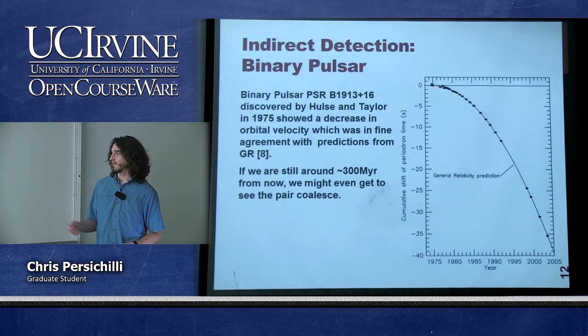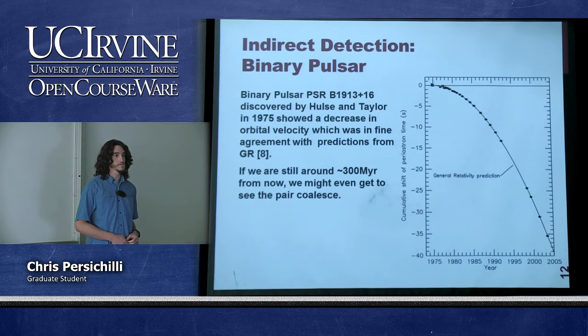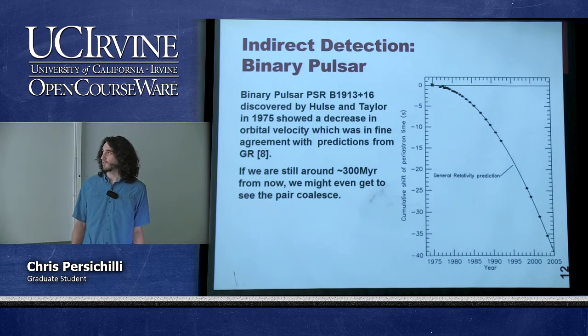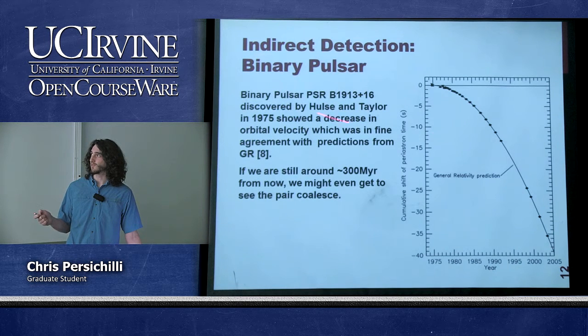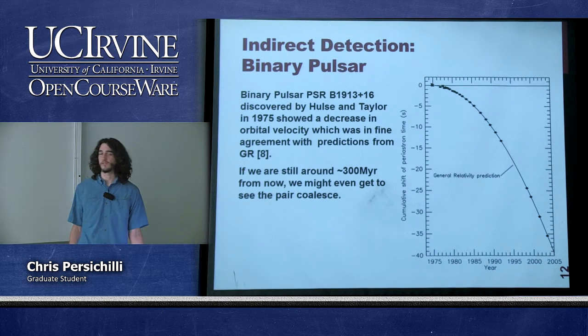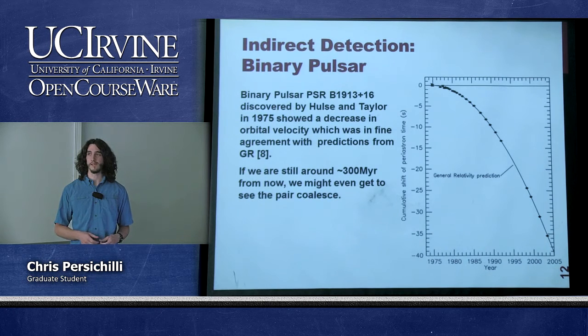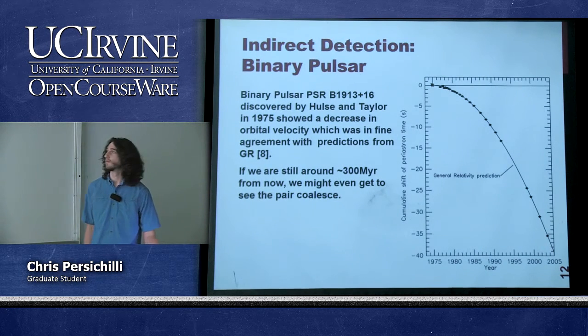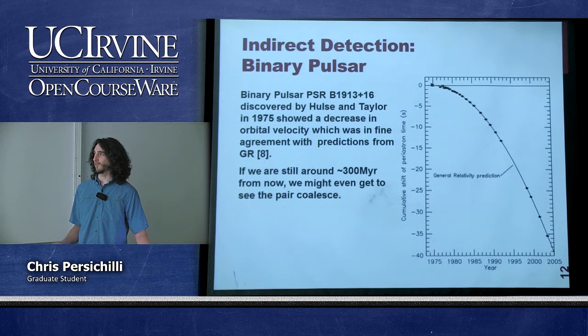So here's a plot from a paper in 2005, which includes some of that data for that pulsar. This is the work that they got their Nobel Prize for in 1993, I believe, which is basically very, very strong evidence that rotating or co-rotating bodies at least lose energy due to gravitational processes. In 300 million years, these rotating pulsars might merge, and we'll be able to get a signal that would be detectable with our current generation of interferometers. But hopefully we've made some progress by then.